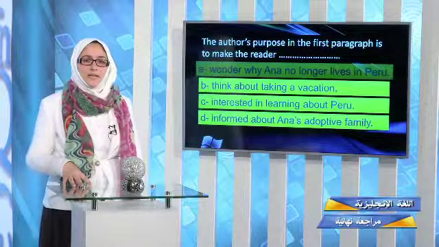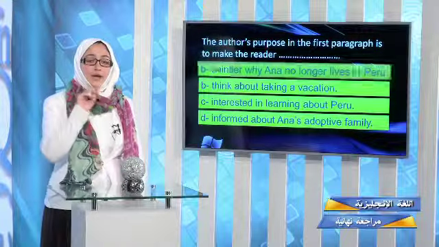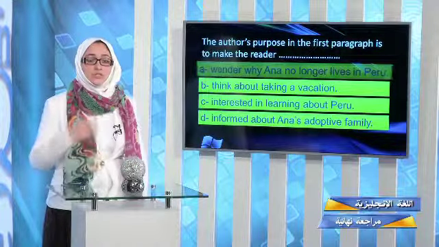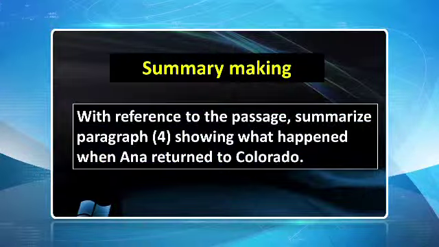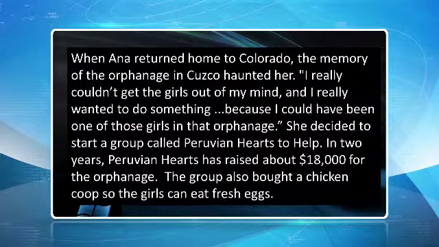And remember what I said about taking a paragraph from the passage to summarize. So let's move on to summary making, and with reference to the passage, summarize paragraph 4, showing what happened when Anna returned to Colorado. So obviously, we're going to be looking at this paragraph, which talks about Anna returning to Colorado and what she did when she returned to her home state.